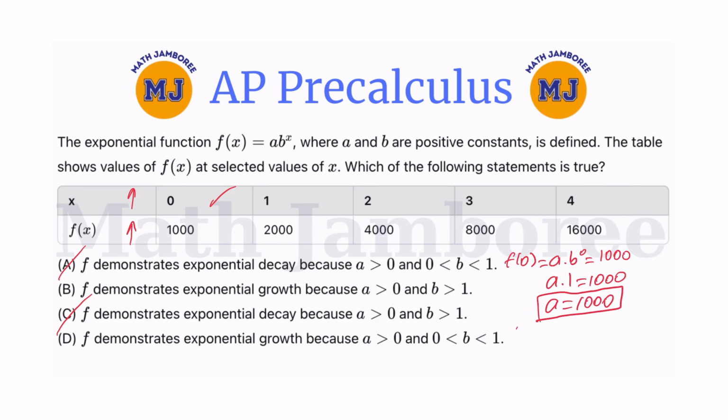What about the b? For that, I'm going to use this data. f of 1, so 1000 times b to the power of 1 is equal to 2000. 1000 times what number gives you 2000? You can think that way, or you can divide both sides by 1000. b will be still 2. So b is 2, which is greater than 1. In that case, our correct answer will be the choice B for this specific question.